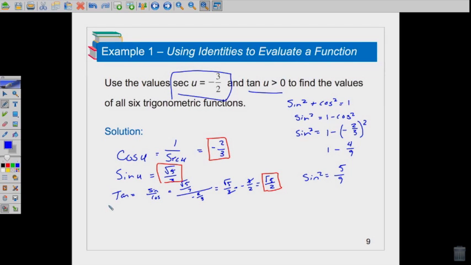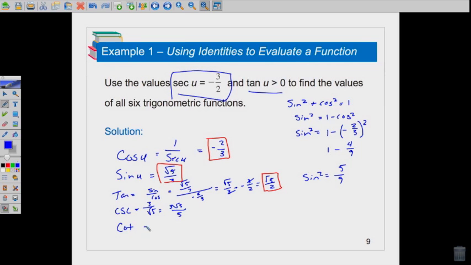Beautiful! Next, cosecant. Well, actually, for the rest of all these things, it's super simple because all I'm doing is reciprocals. The cosecant, the reciprocal of the sine, it's going to be 3 over the square root of 5. Rationalize that denominator. I'm going to get 3 square roots of 5 over 5. Beautiful. And then the secant I already know from the beginning.